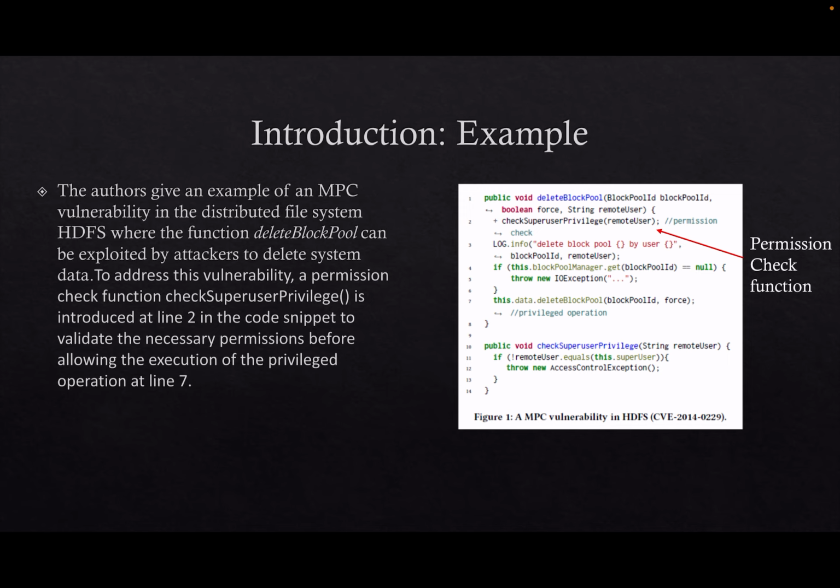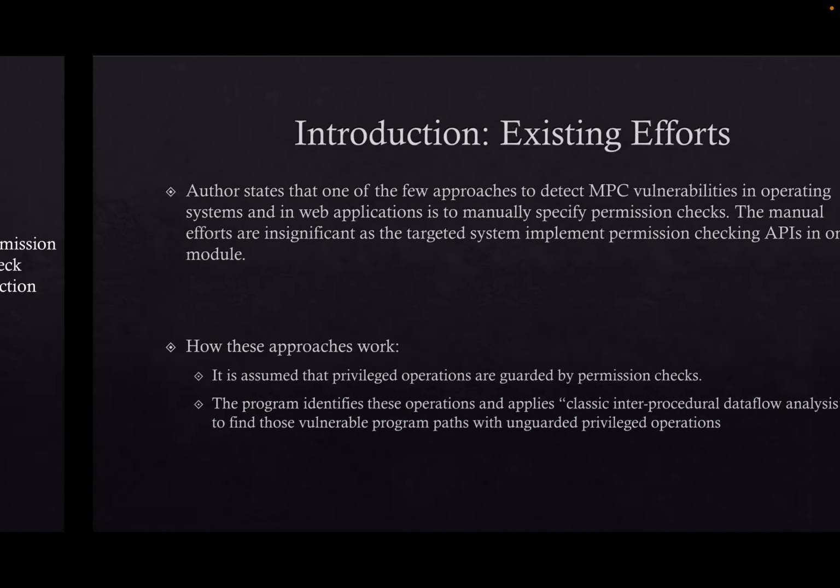To address this vulnerability, a permission check function, checkSuperUserPrivilege, is introduced at line 2 in the code snippet to validate the necessary permissions before allowing the execution of the privileged operation at line 7. In addition, a permission check serves as a protective measure to ensure that only authorized users with the required privileges can access and execute the critical operations, thereby mitigating the MPC vulnerability.